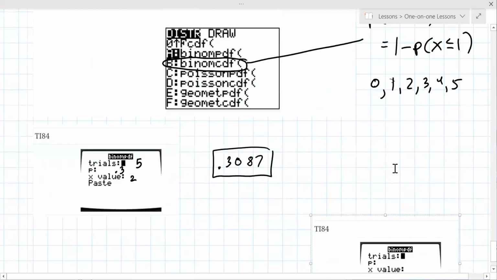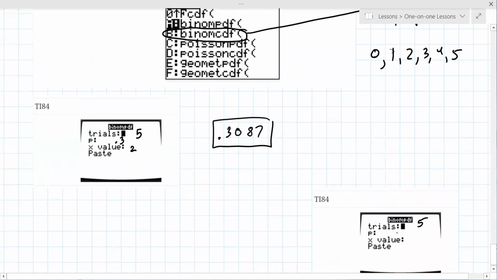So if you do it this time with 5 trials, p-value of 0.3, x-value of 1, whatever number you get here, you're going to have to do 1 minus it to get the ones above it. Okay, so I got 0.5282. So I do 1 minus that. Okay, so it's 0.4718.